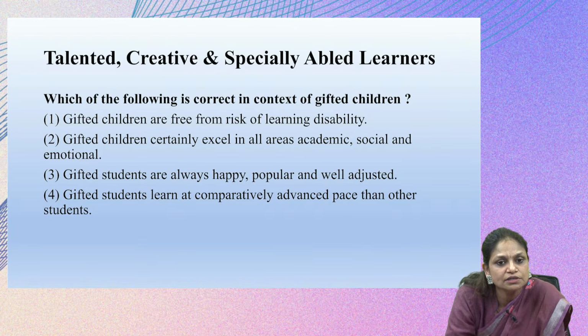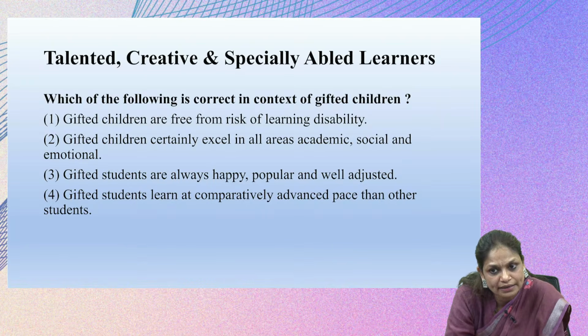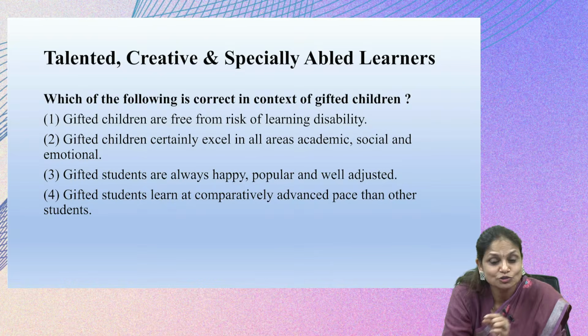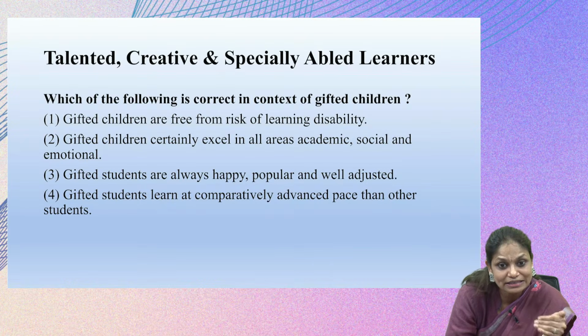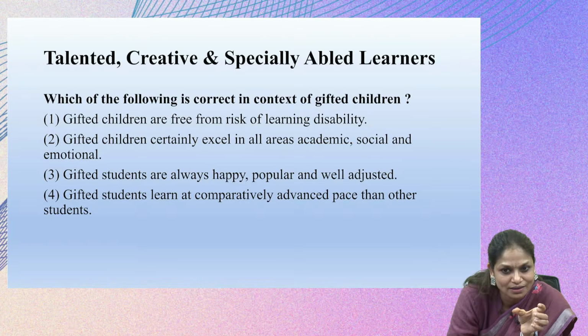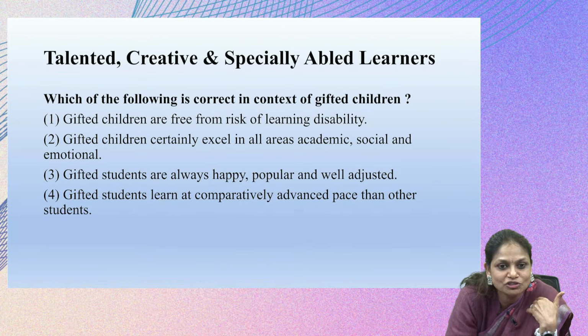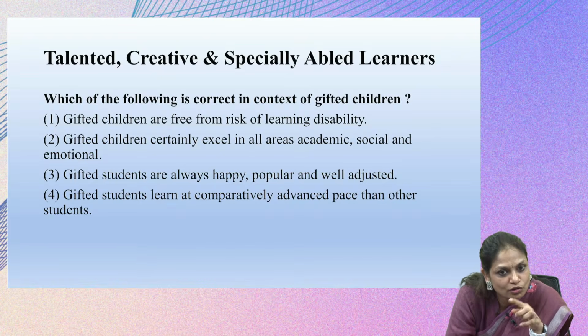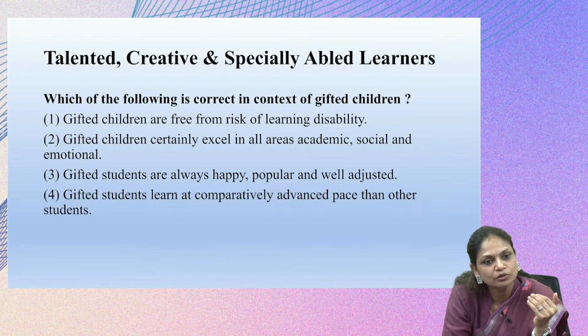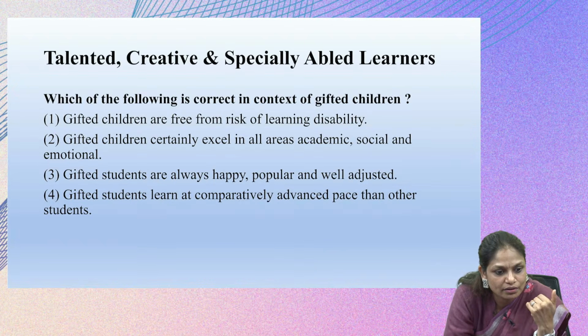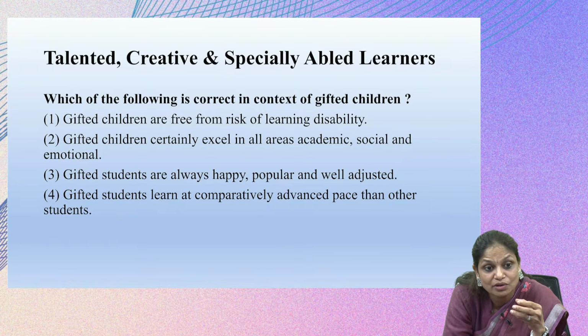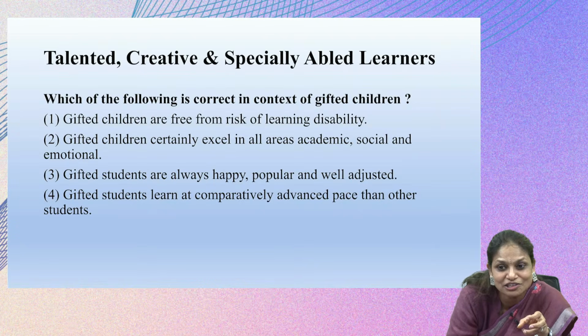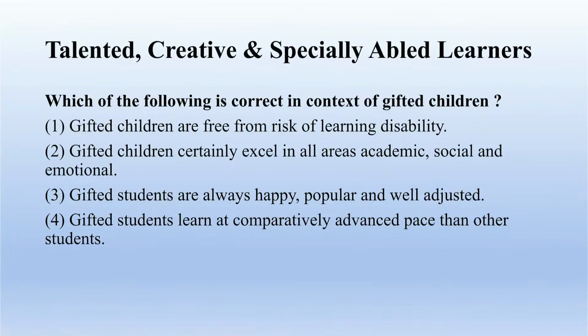The second option is: gifted children certainly excel in all areas, academic, social and emotional. Here they have used the words certainly excel. We don't say certainly; they may, but we are not sure about it. So we also need to remove this option, because they may be good academically, but since these are children with high intelligence or high functioning, they may not be good with social and emotional skills. You must have observed that children who are high achievers are often not good with social and emotional skills, and that is a characteristic associated with gifted children.